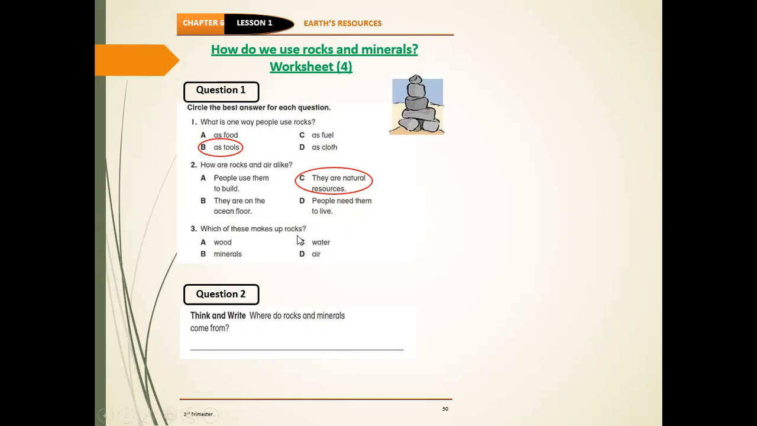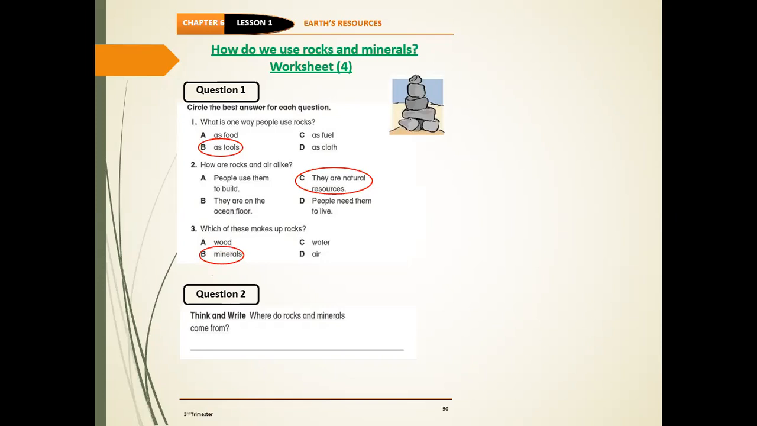Number 3, which of these makes up rocks? A, wood, B, minerals, C, water, D, air. Which of these makes up the rocks? Yes, the minerals. Rocks are made from minerals.